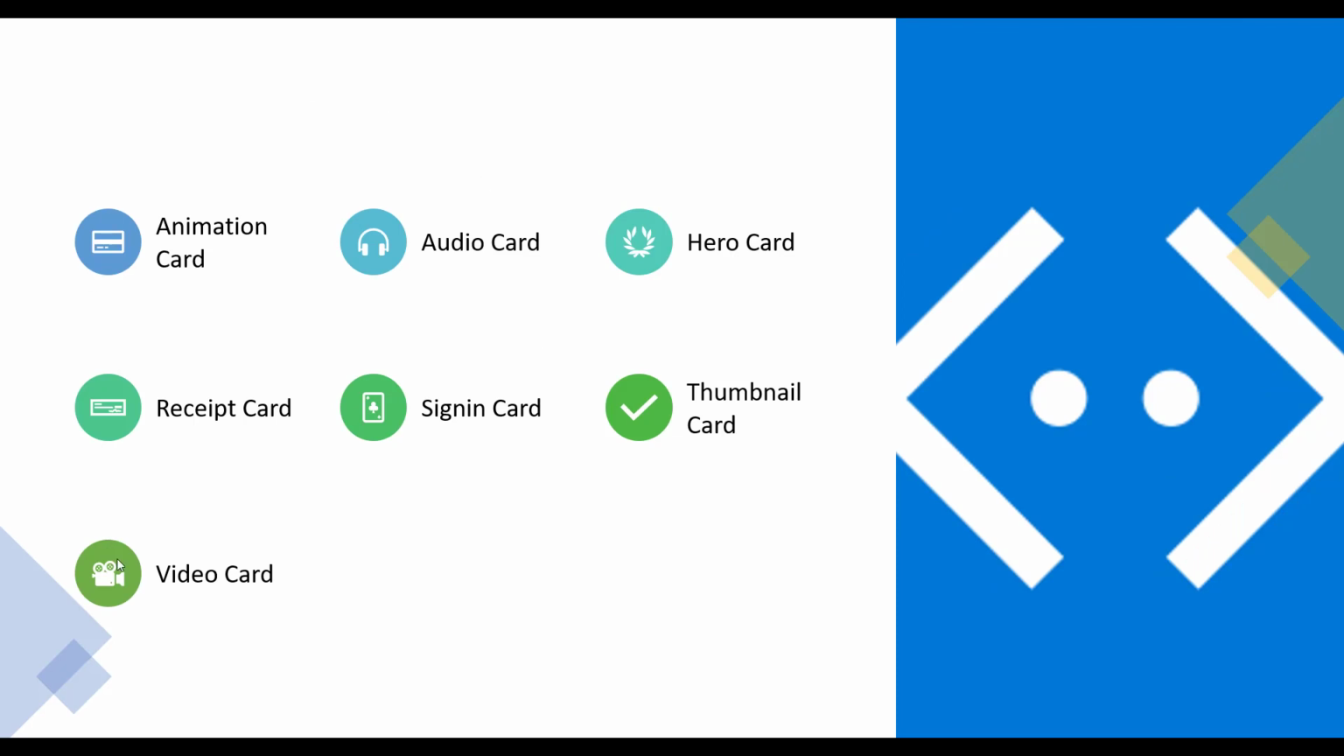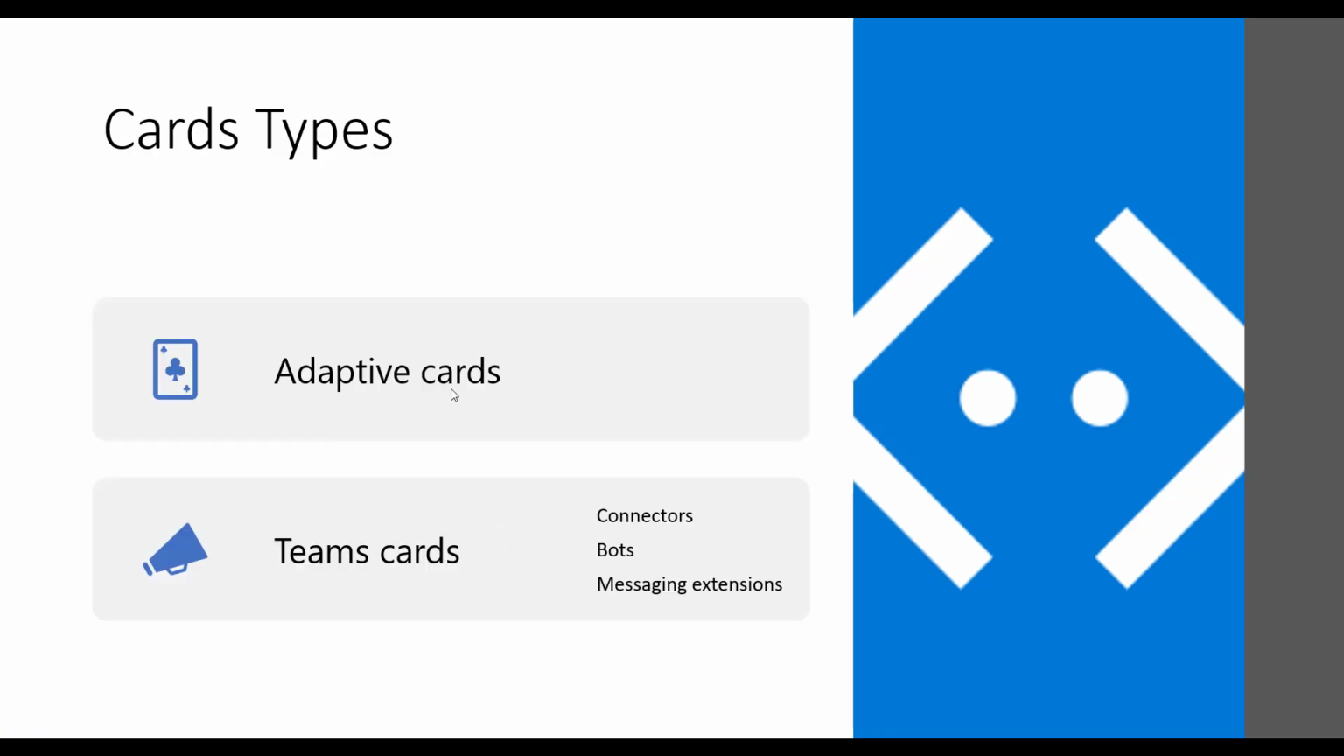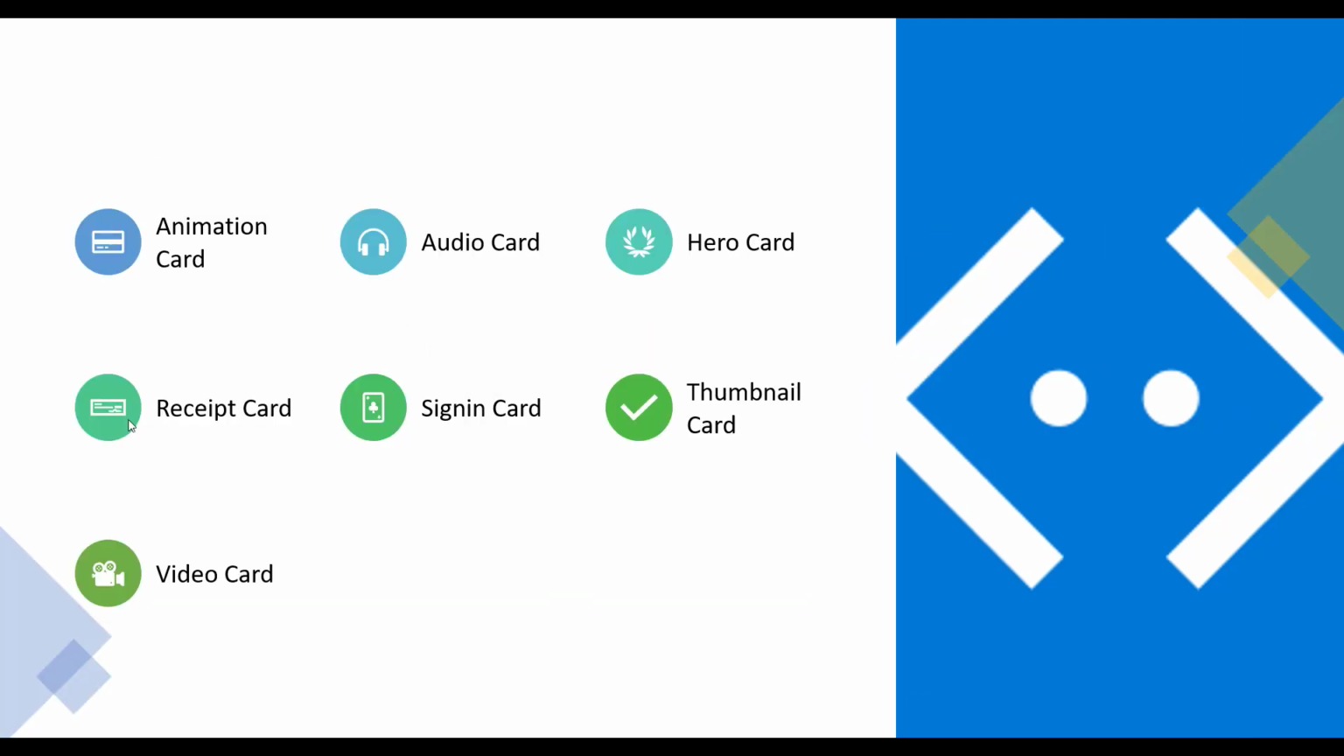These are the bot-supported cards. In general, the adaptive card is also supported. Now I am focusing only on the bot-supported cards. Finally, we'll see how we implement the adaptive card in our bot application. As you see here, there are 7 types: animation, audio, sign in, thumbnail, video card, and so on.